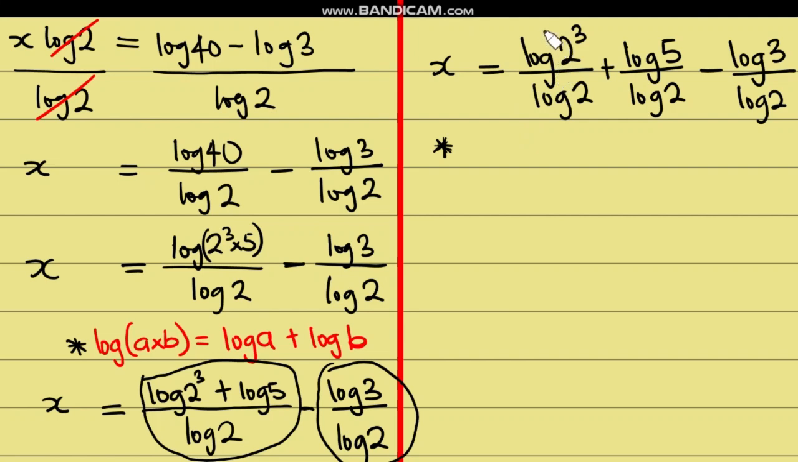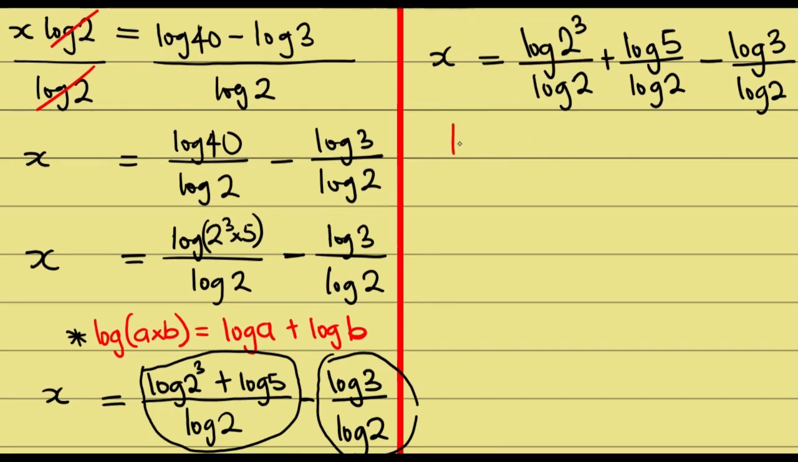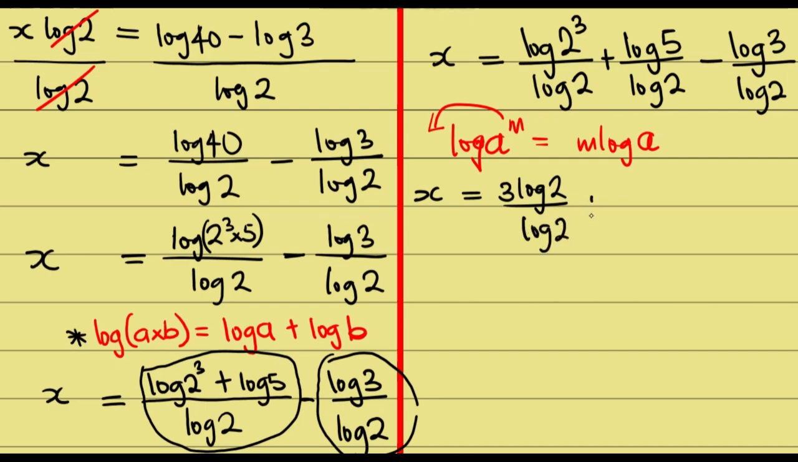Now we're going to apply the rule of logarithm here, which says log of a raised to the power of m is the same thing as m log of a, because the m is going to come to this side, and the same thing is going to happen to the other terms. Then at this point, x is going to be equal to 3 log of 2 over log of 2, plus log of 5 as it was before over log of 2, then minus log of 3 over log of 2.